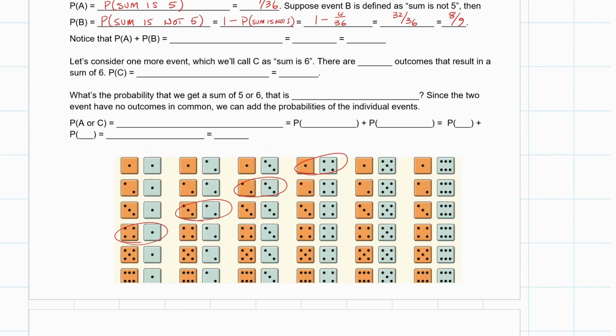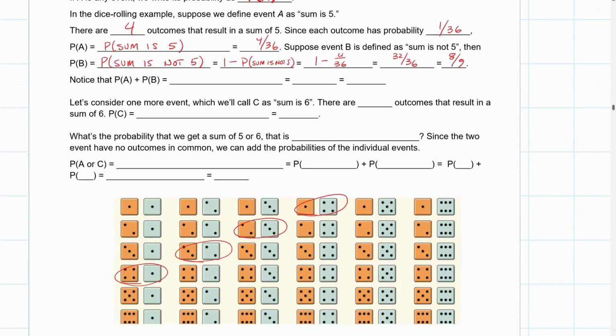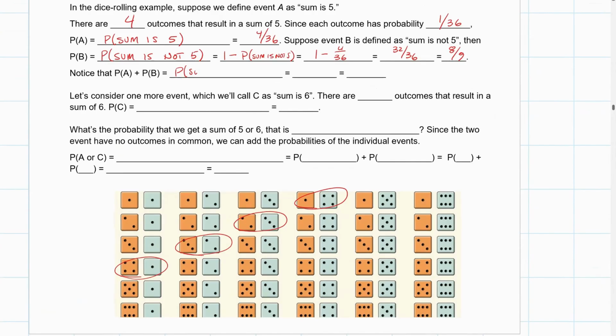We notice that the probability of A plus the probability of B, that is, the probability the sum is 5 plus the probability the sum is not 5, is 4/36 plus 32/36 or 36/36, which is equal to 1, because those two events combine to make the entire sample space.